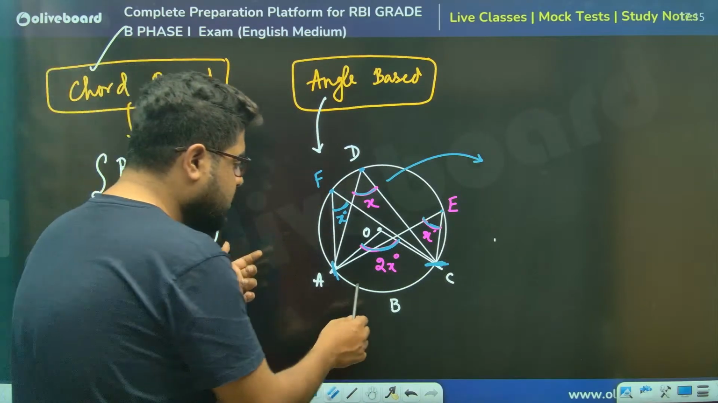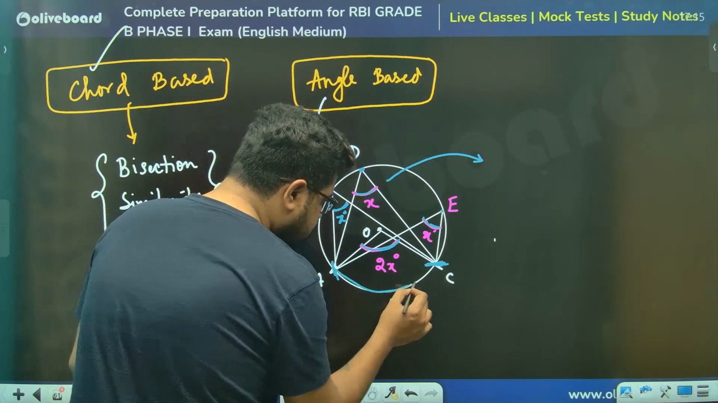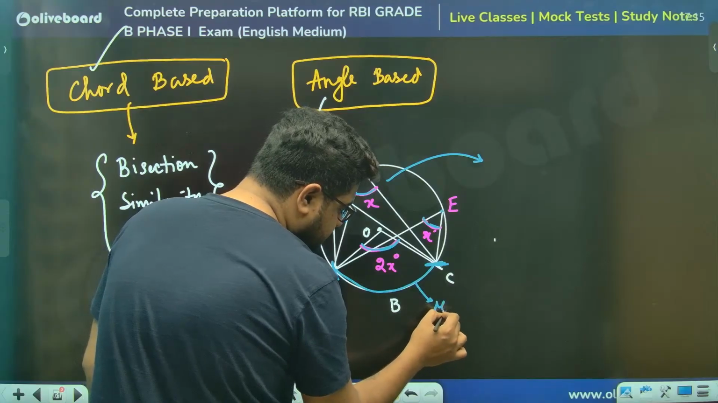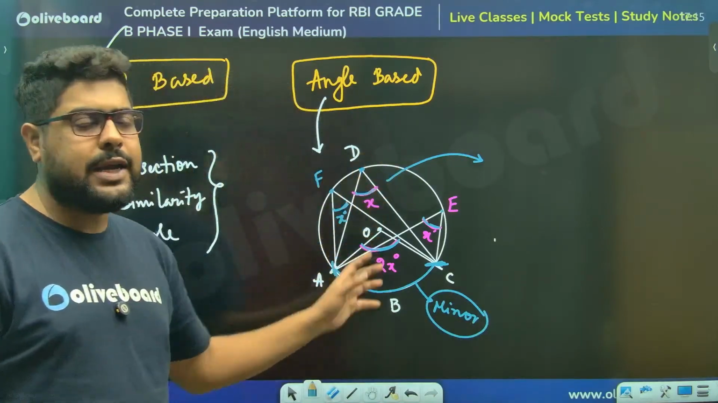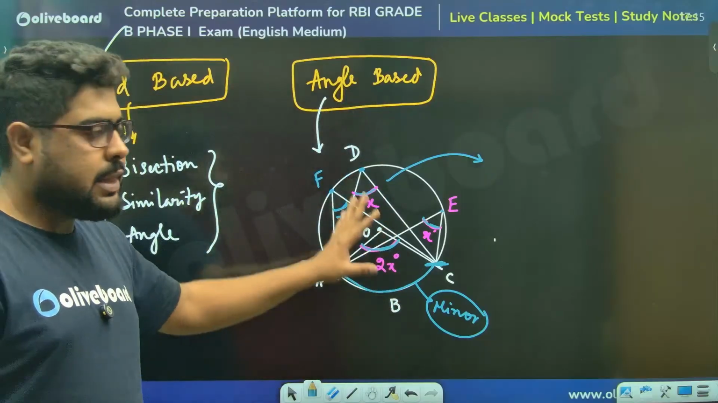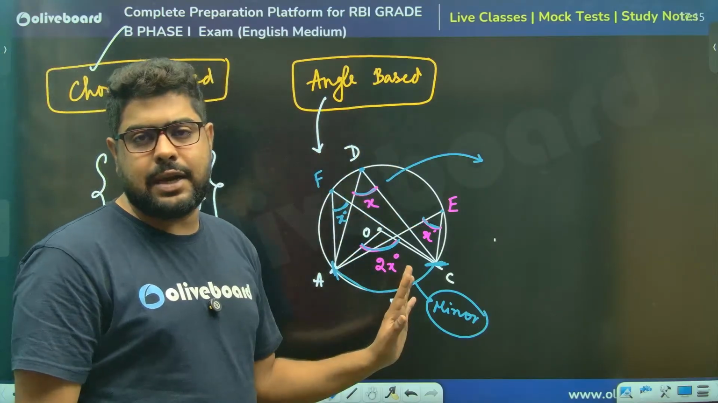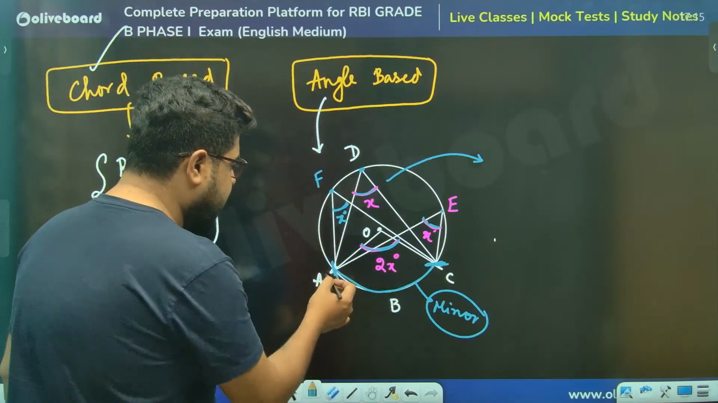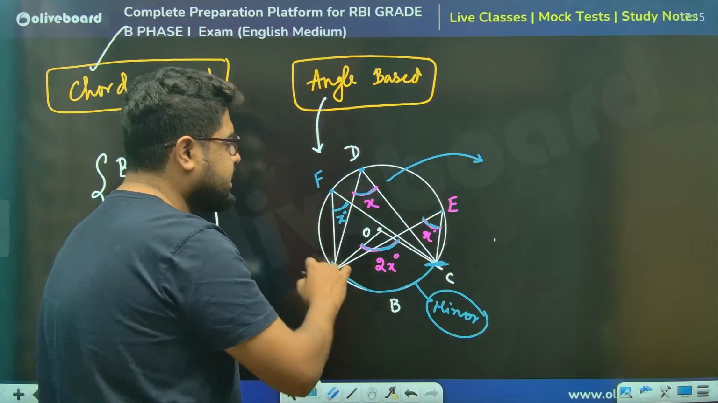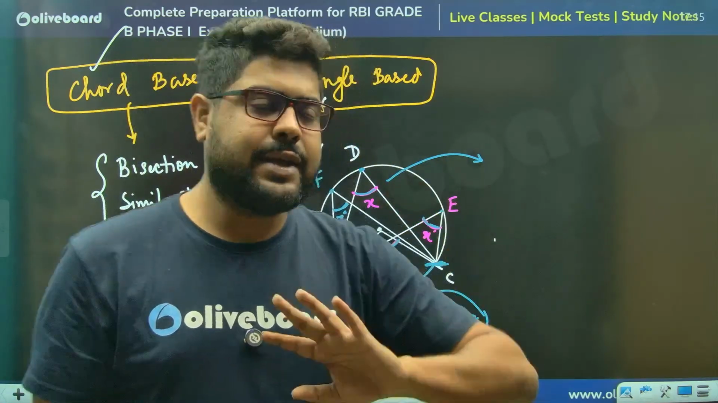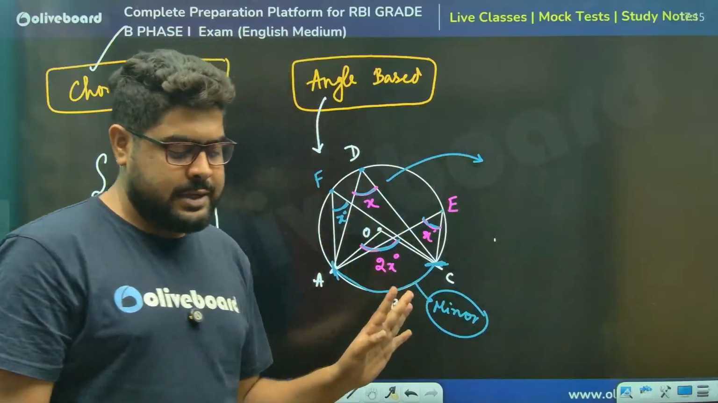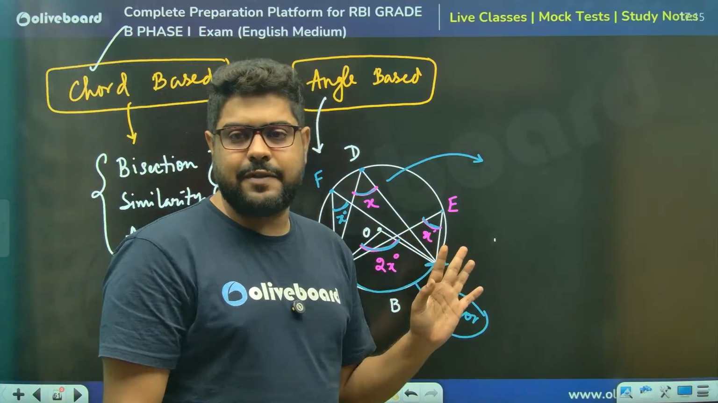So again, this is called a minor arc, sir. If I'm taking the minor arc, the third point needs to be on the major arc, anywhere in this major arc. So A, F, D, E, C, on this arc, it can be anywhere. It doesn't matter, it will always be half.